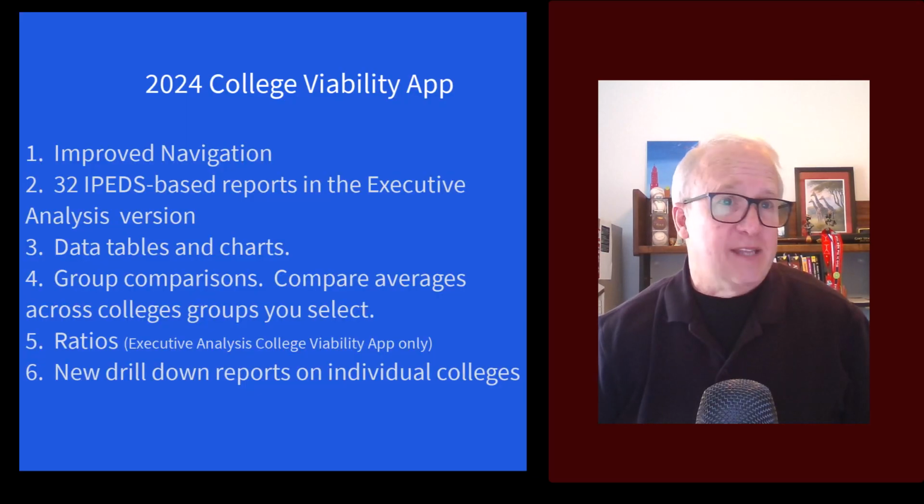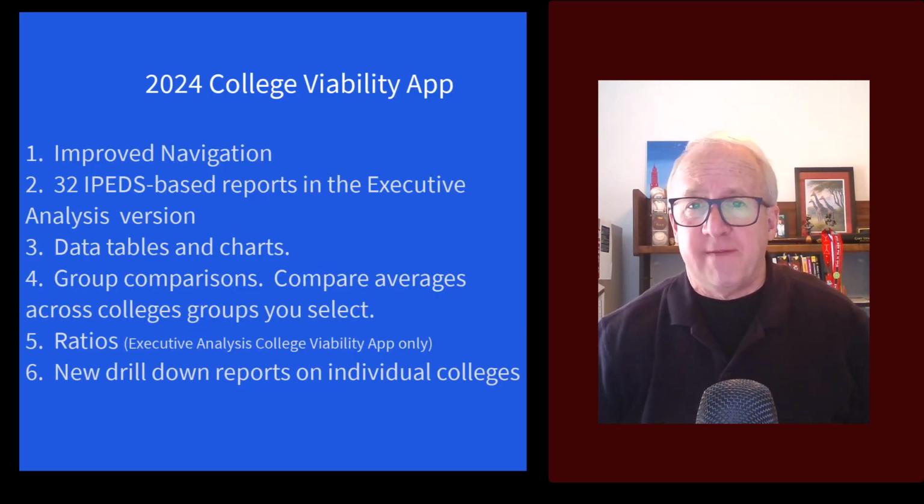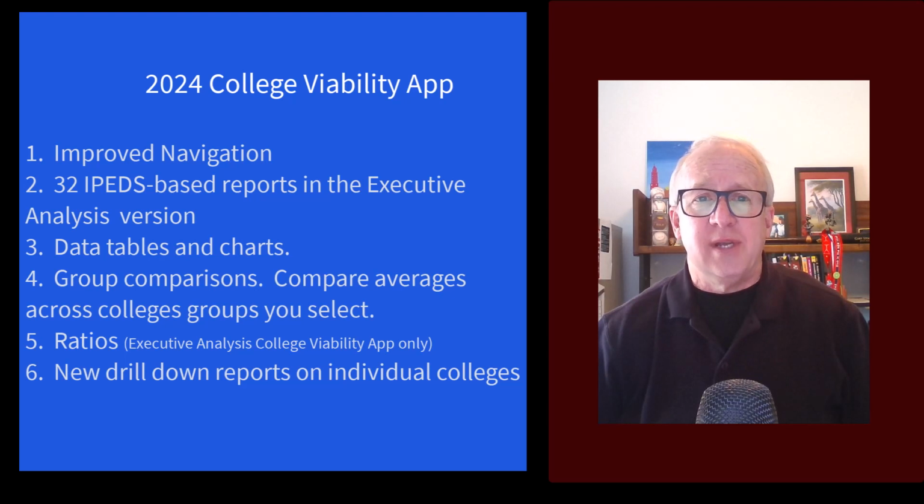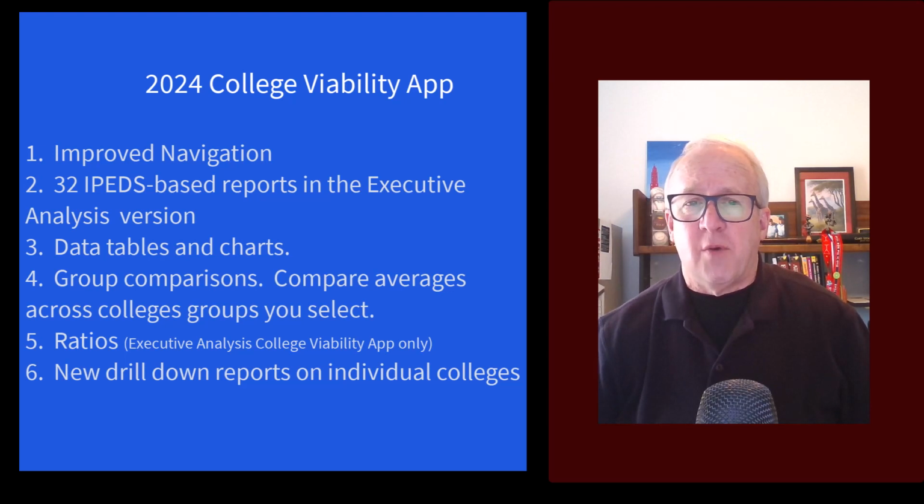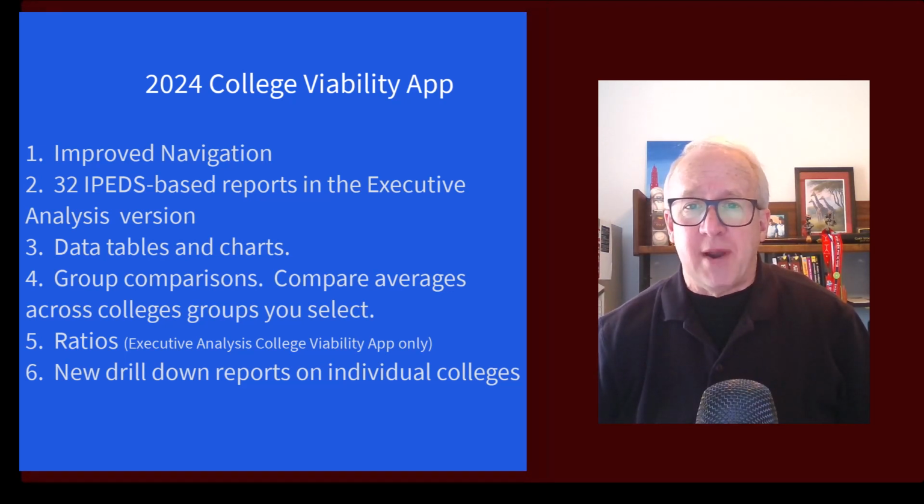New feature highlights and functionality in the 2024 College Viability App include improved navigation, 32 IPEDS-based reports, up from 30 in the 2023 version, and those will be in the Executive Analysis version. Data tables, which we've had every year, but this year new are charts. You can actually visualize the 8 years worth of data for almost 1,300 private colleges in the country. In addition, we've added group comparisons. You can compare averages across college groups that you select.